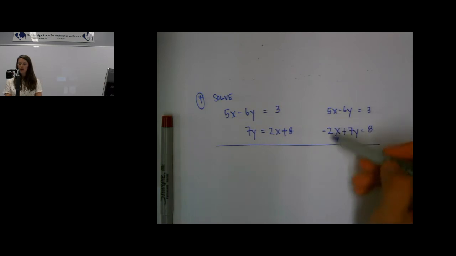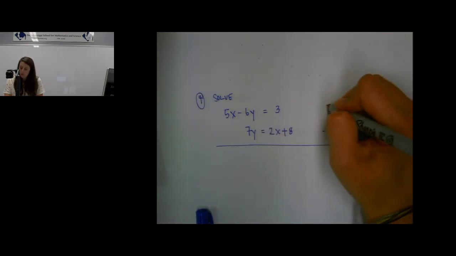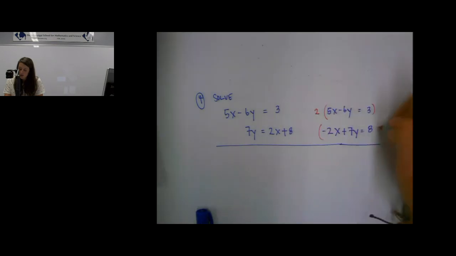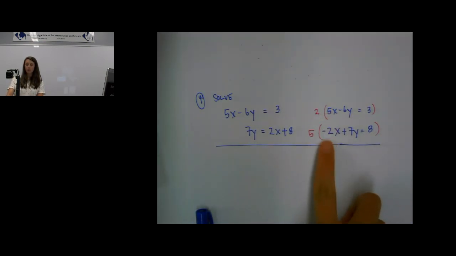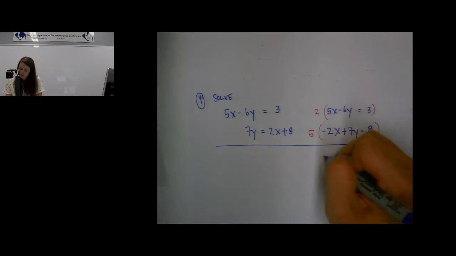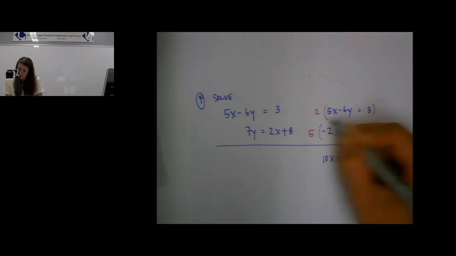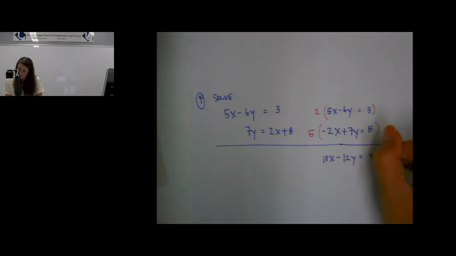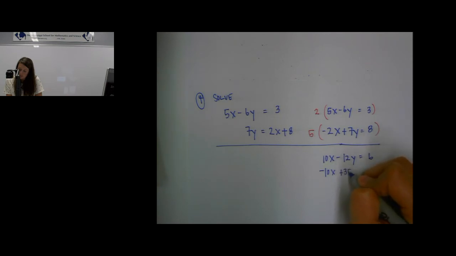Now, if I were to add these two equations together, none of my variables will go away. So now I need to multiply by something. I can multiply this top equation by 2, and I can multiply this second equation by 5, because when I do that, those two would go away. So 2 times 5 gives me 10x. 2 times negative 6 is negative 12y. 2 times 3 is 6. 5 times negative 2 is negative 10x. 5 times 7 is positive 35. And 5 times 8 is 40.